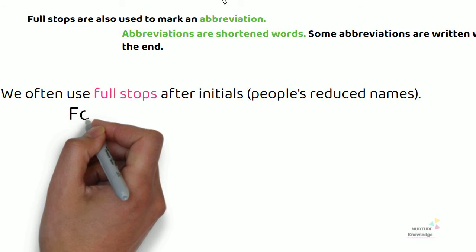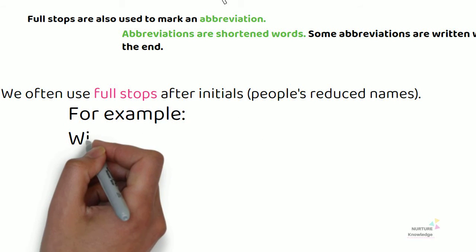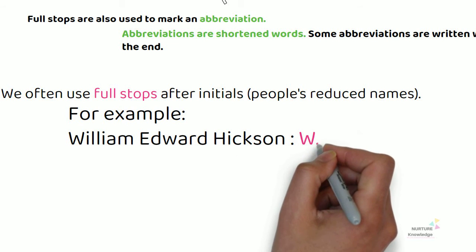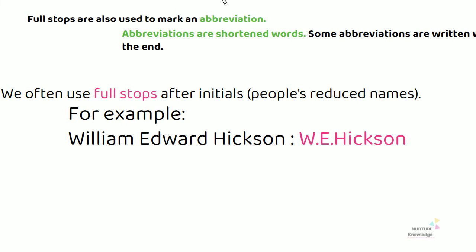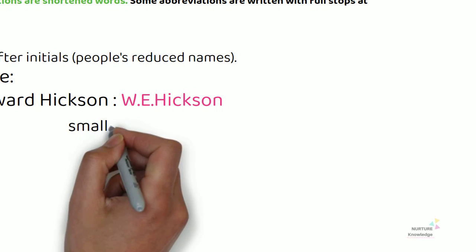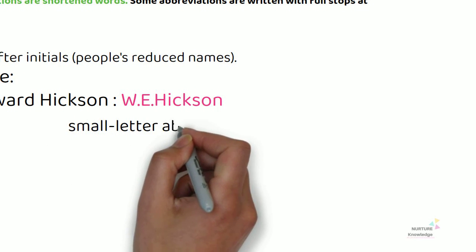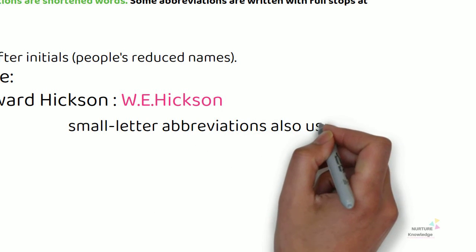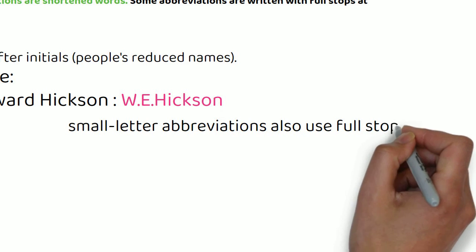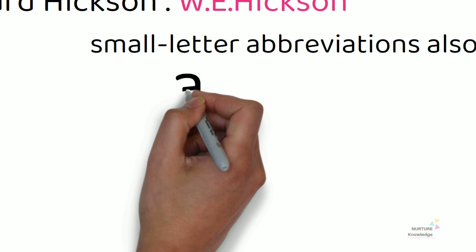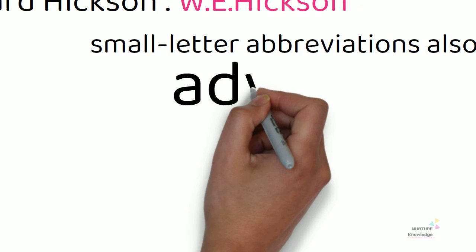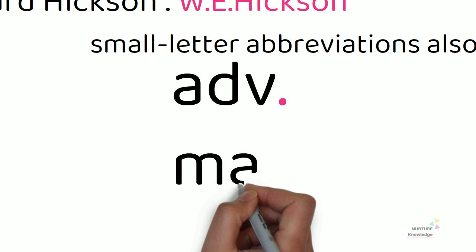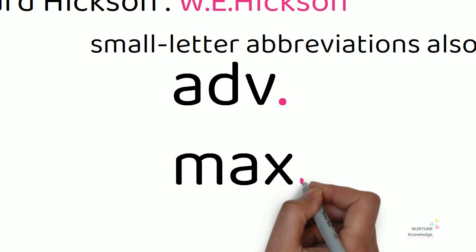For example, William Edward Hickson is a complete name and the initial would be W. E. Hickson. Then small letter abbreviations also use full stops. We can write adverb in small letters with a full stop, like adv.